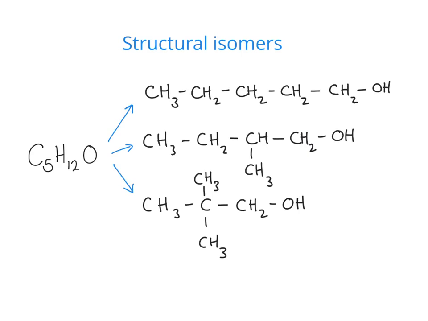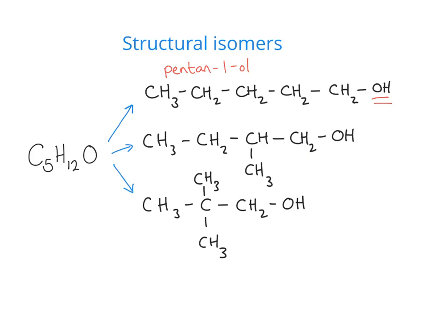So let's have a go at naming the ones we've got here. The one at the top is nice and easy, so there are 5 carbons in the chain, and then the OH group is on the first carbon because we take the smallest number, so that would simply be called pentan-1-ol. That would be probably the simplest version of this formula that we could write.